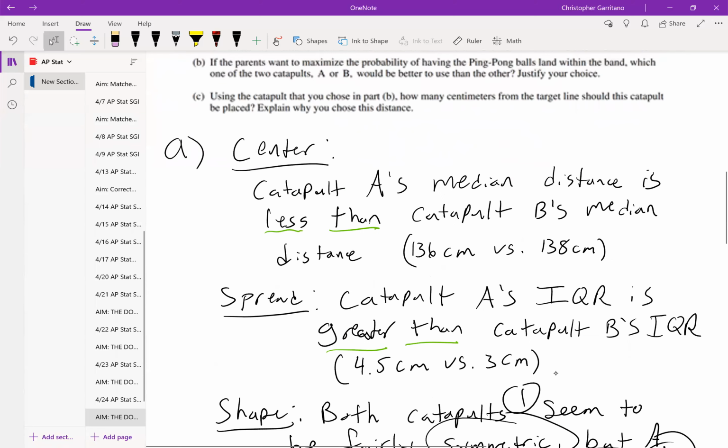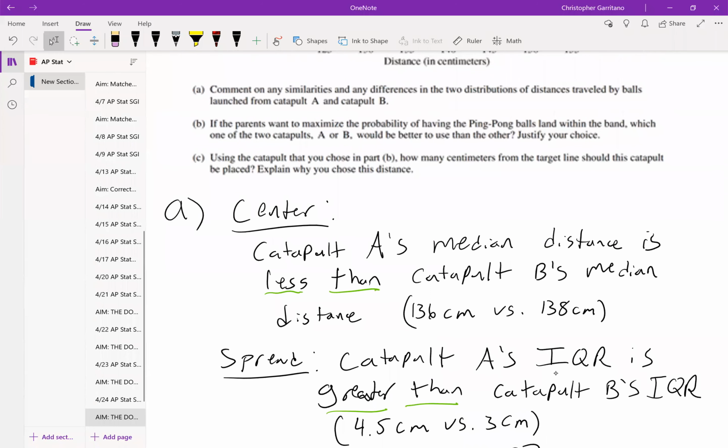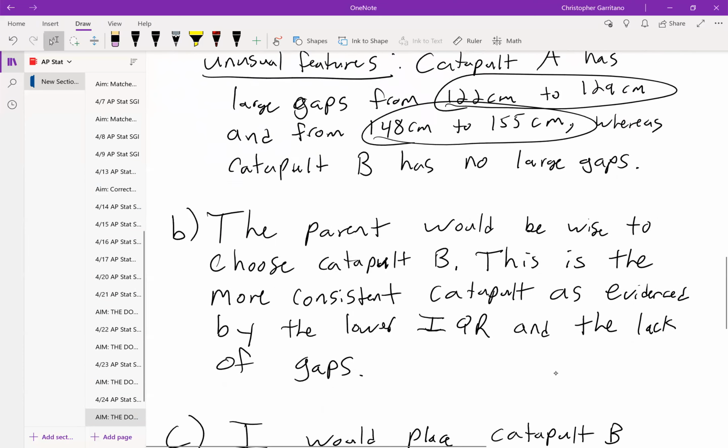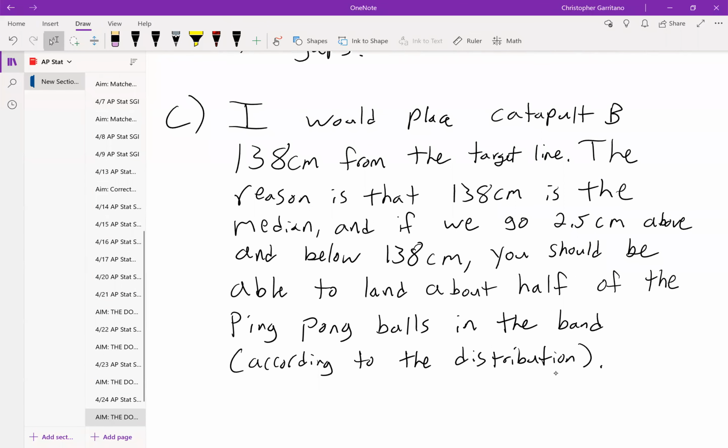Okay, that was pretty quick. Part C, using the catapult that you chose in part B, how many centimeters from the target line should the catapult be placed? Why would you choose this distance? Here you have to state a specific quantity, and then you have to justify that specific quantity. I went on to say that I would place catapult B 138 centimeters from the target line. So that's where I would place it.